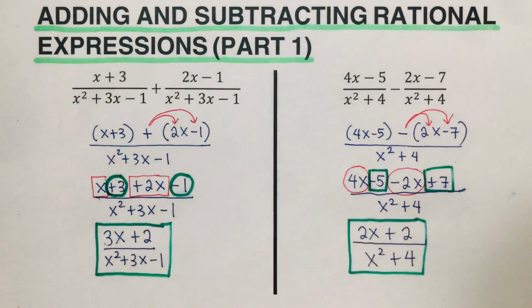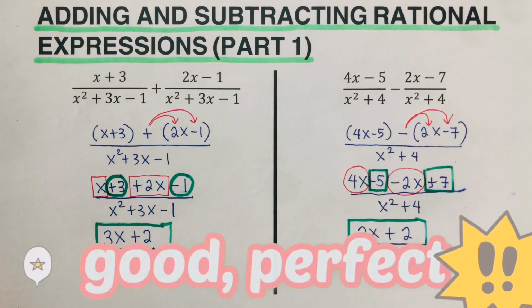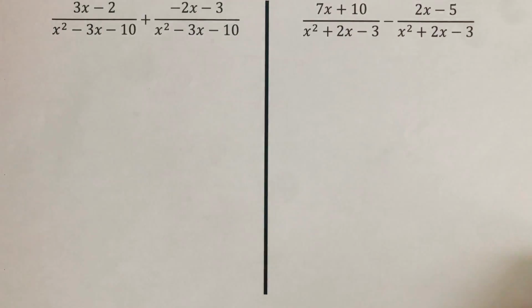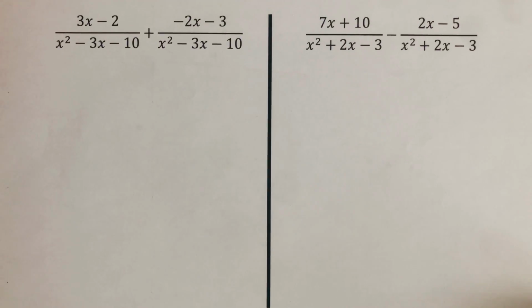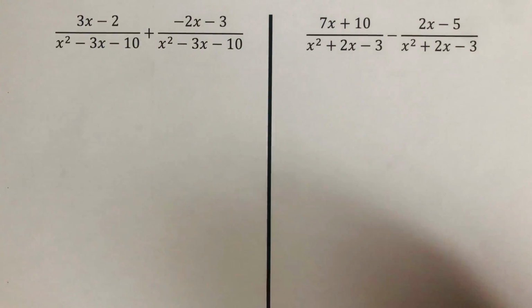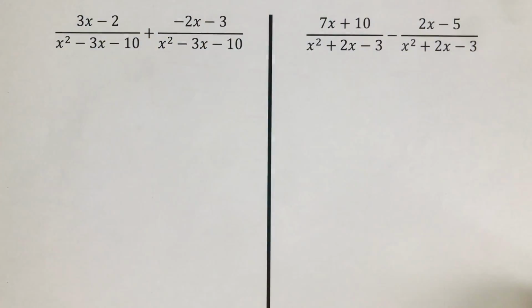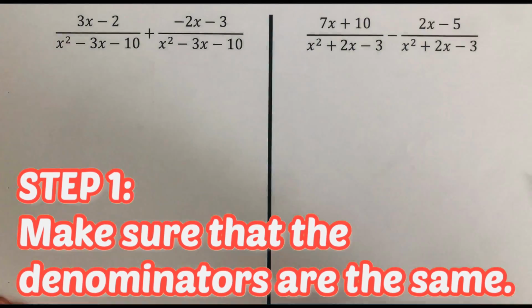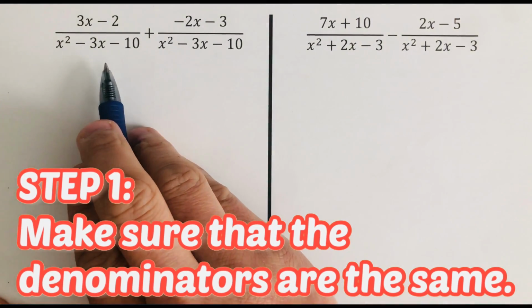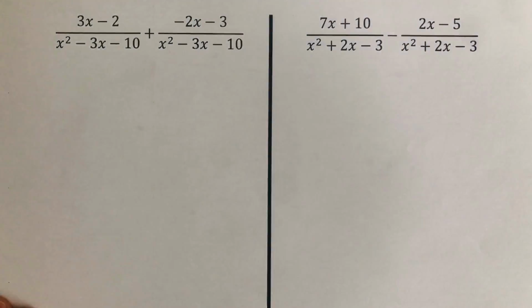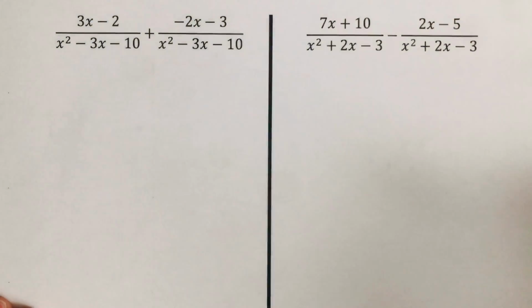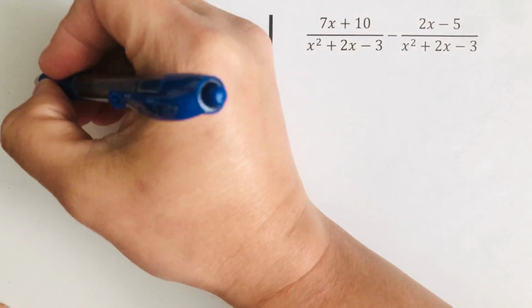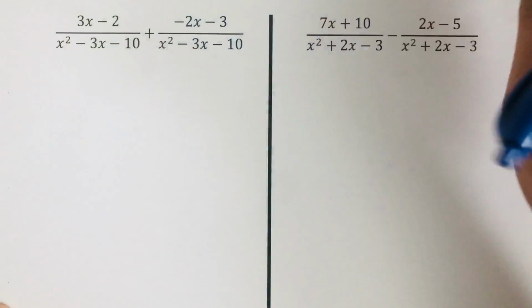Did you get the same answer as this? Good. Perfect. Now let's move on to the next example right here. We pretty much have the same steps to follow in order to determine their sum or their difference. The first step is to make sure that the denominators are the same. If we look at this problem right here, both of their denominators are the same, which is x squared minus 3x minus 10. So then we can go ahead and write their common denominators right here.